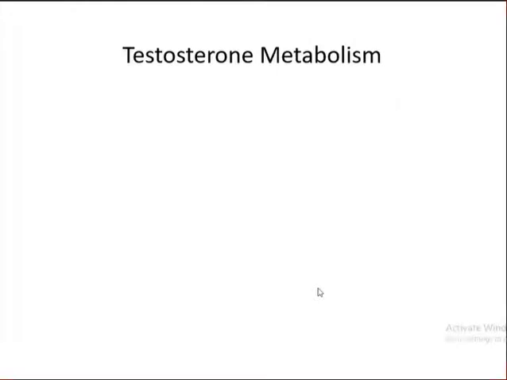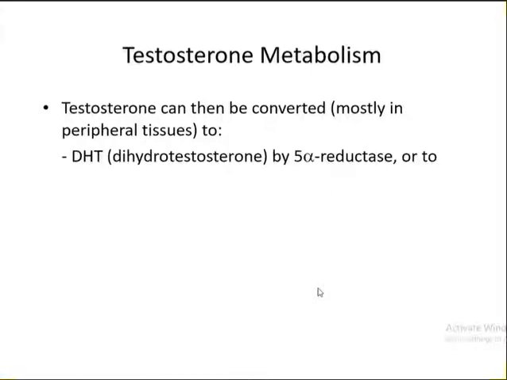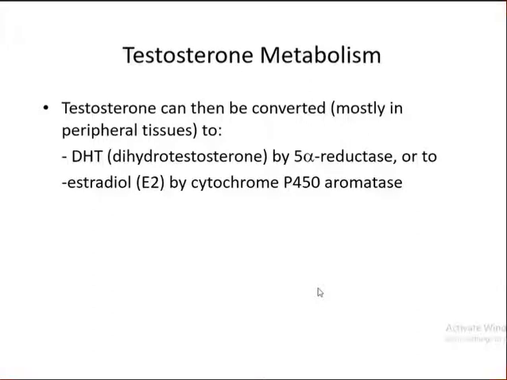Coming to testosterone metabolism. Testosterone can be converted, mostly in the peripheral tissue, to dihydrotestosterone by 5-alpha reductase or to estradiol by cytochrome P450 aromatase. Always remember this. It is asked in viva every time in the examination. In the MCQs also, questions are asked regarding 5-alpha reductase and the aromatase enzyme.